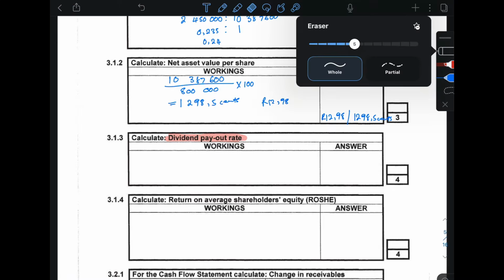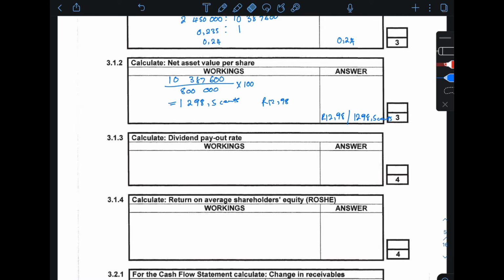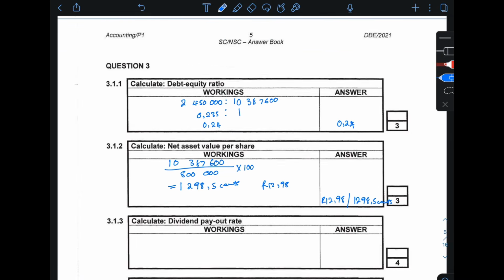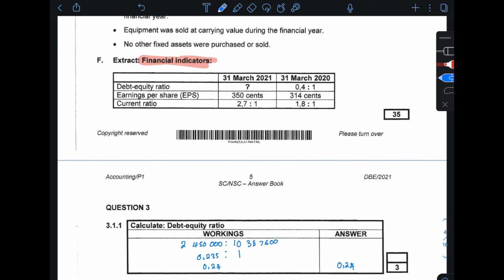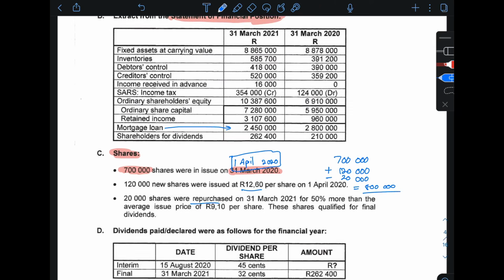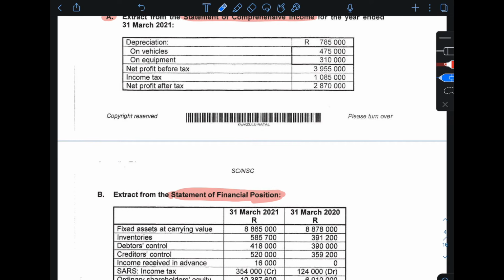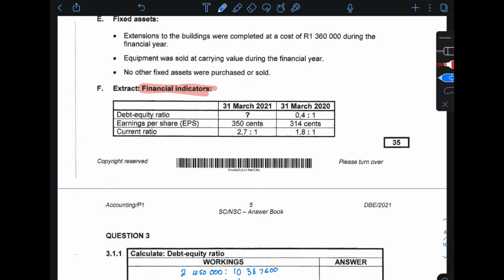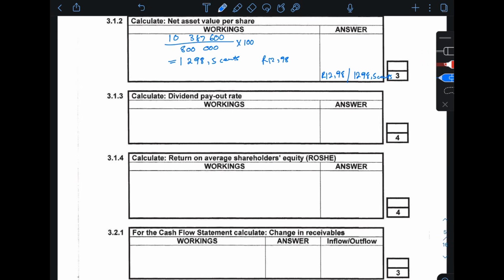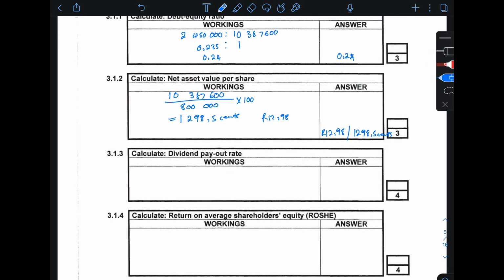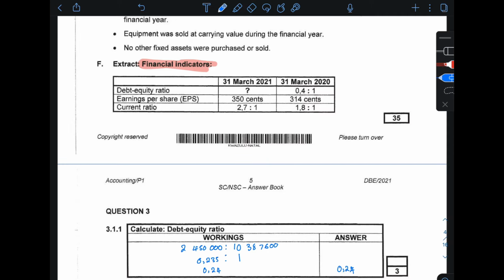Okay, so your dividend payout rate, what you are supposed to be looking at is how much you have paid in dividends over everything that you have earned. You can use your earnings per share or your net profit after tax, but I think it is much easier to use earnings per share, because you can simply check how much of the shares were paid.